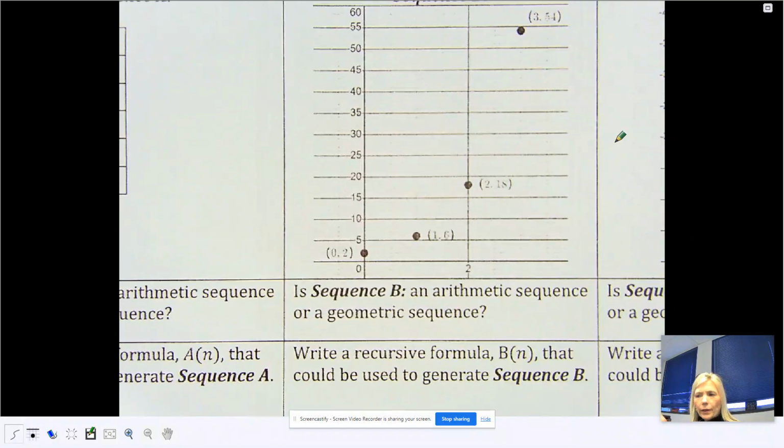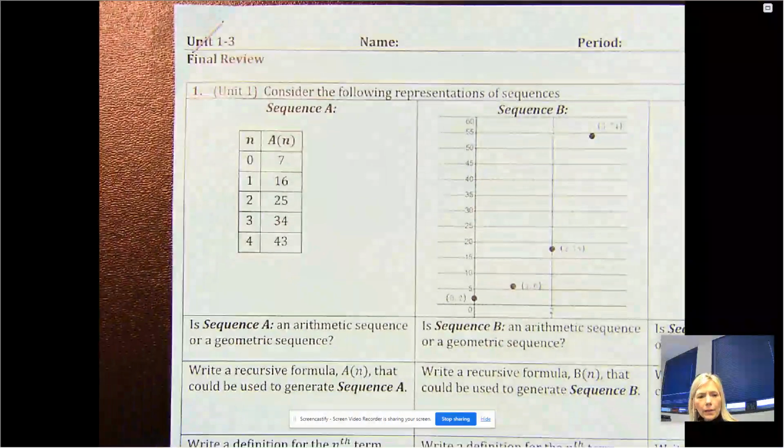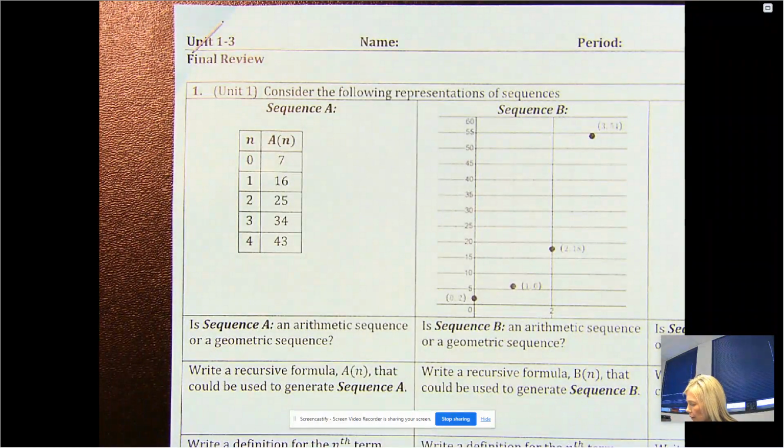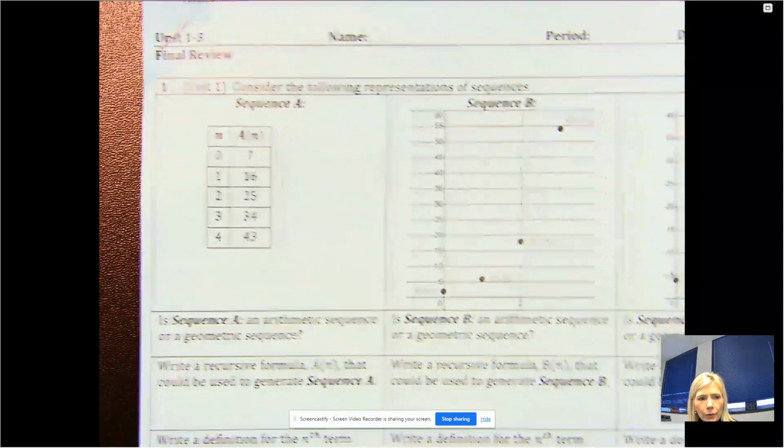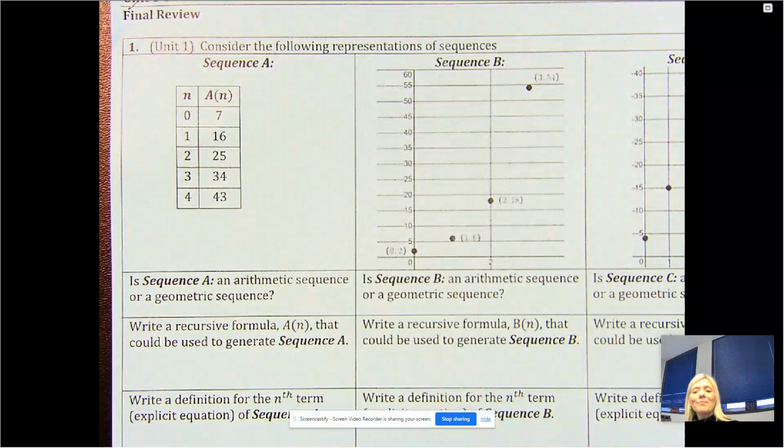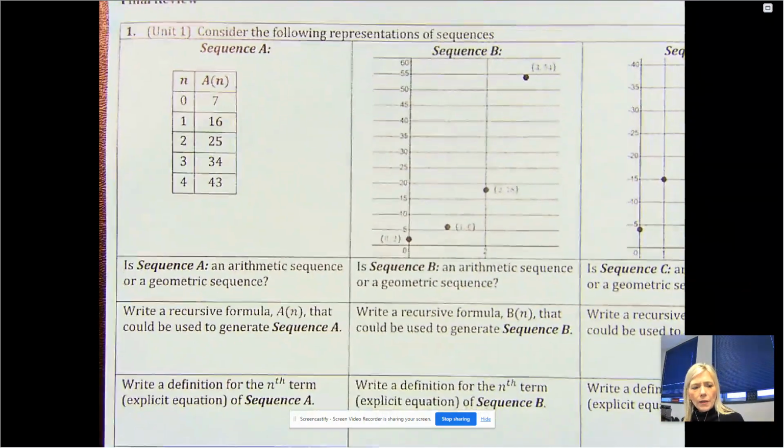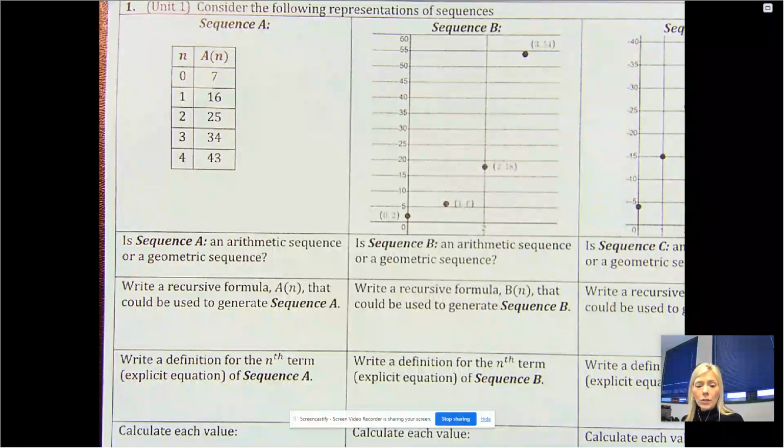Hey, it's Mrs. Marat here with just a little bit of help to get you ready for your Algebra 2 final. I'm not going to go through all of the problems in the packet. I am going to focus on a selection of problems from each of the units, or each of the parts of the units, that we covered in this semester. And so let's get started here.